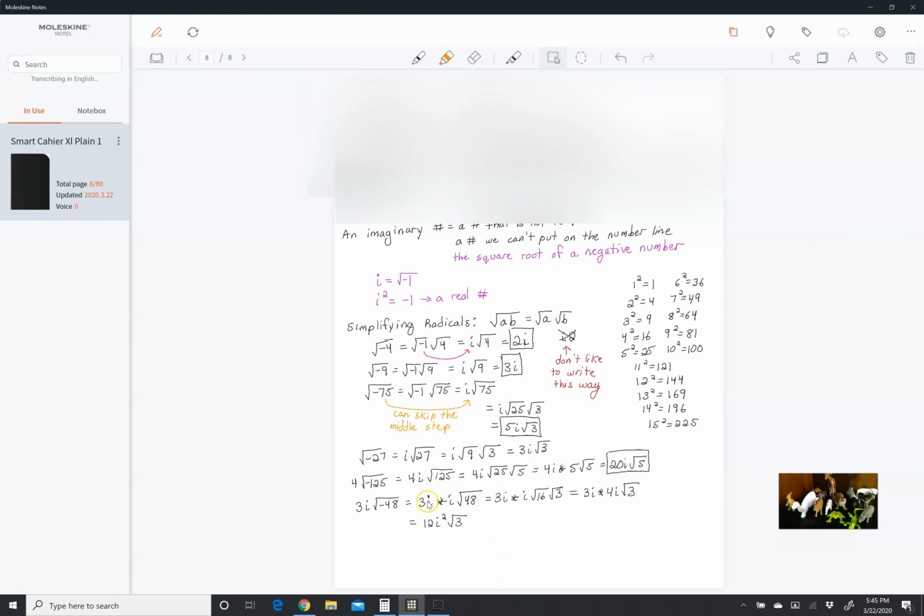You can skip some of these steps, okay? So you can go straight from 3i square root of negative 48 to this step here. I wouldn't skip 2 steps though. I would only skip 1 step. So that's kind of up to you which steps you skip. This is 12i squared root 3. And this is the case where I said, if you have an i squared, don't leave it as an i squared. We don't want something to look imaginary if it's really not imaginary. So this i squared is going to be replaced with a negative 1. So this becomes negative 12 square root of 3. And notice, this is now a real number.